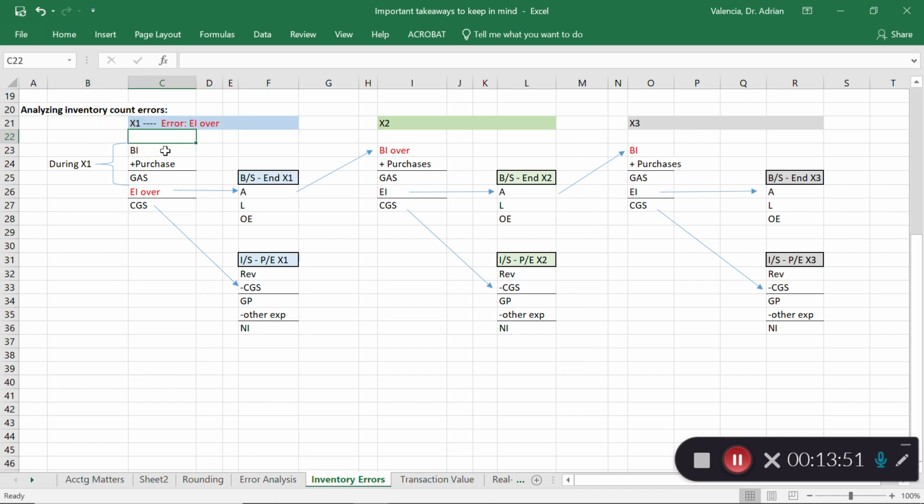So here in X1, I have beginning inventory, and I have no reason to believe that anything's wrong with that because we're only analyzing the ending inventory.